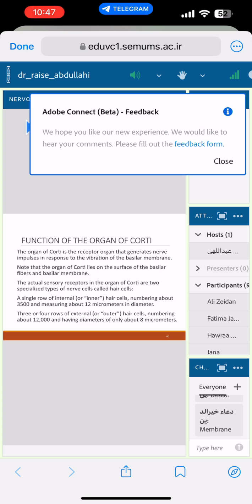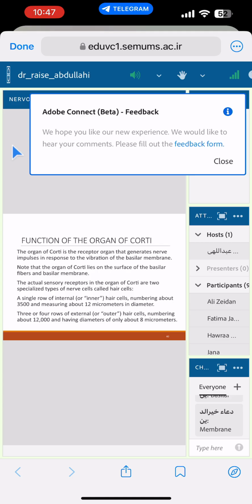Regarding the function of the organ of Corti, the organ of Corti is the receptor organ that generates nerve impulses in response to the vibration of the basilar membrane. Note that the organ of Corti lies on the surface of the basilar fibers and basilar membrane. The actual sensory receptors in the organ of Corti are two specialized types of nerve cells called hair cells.